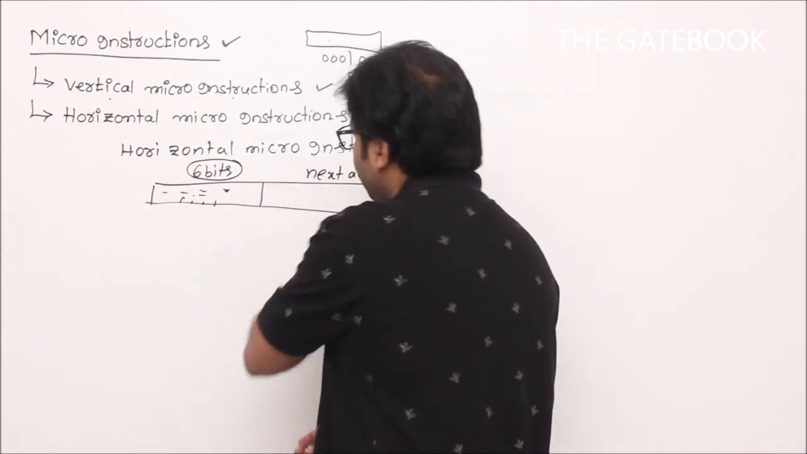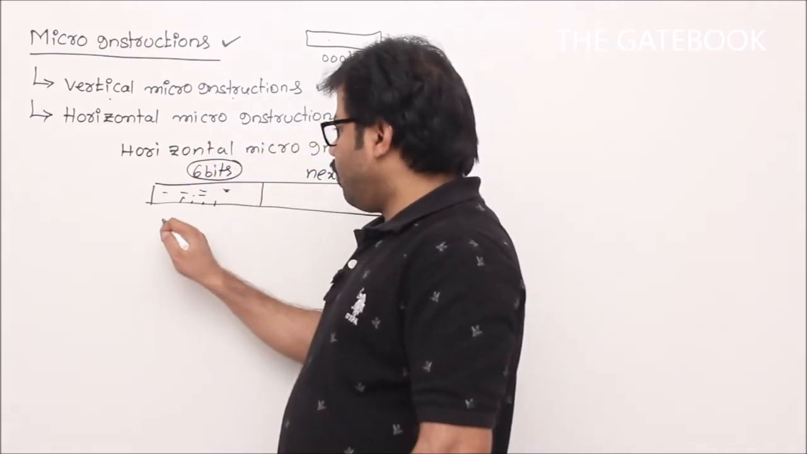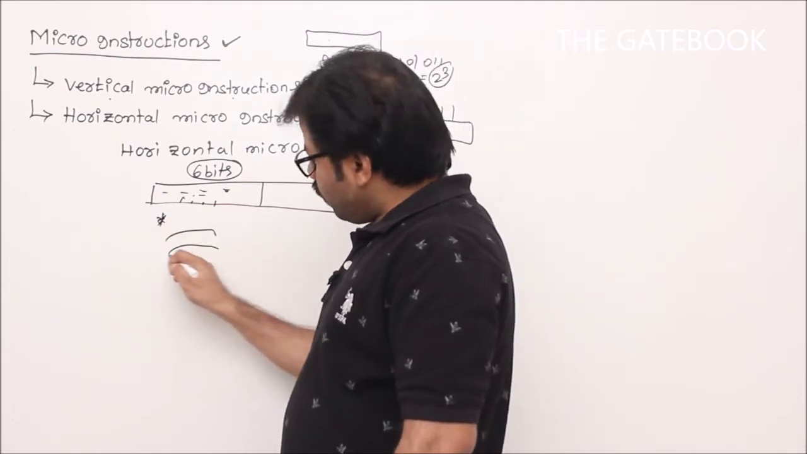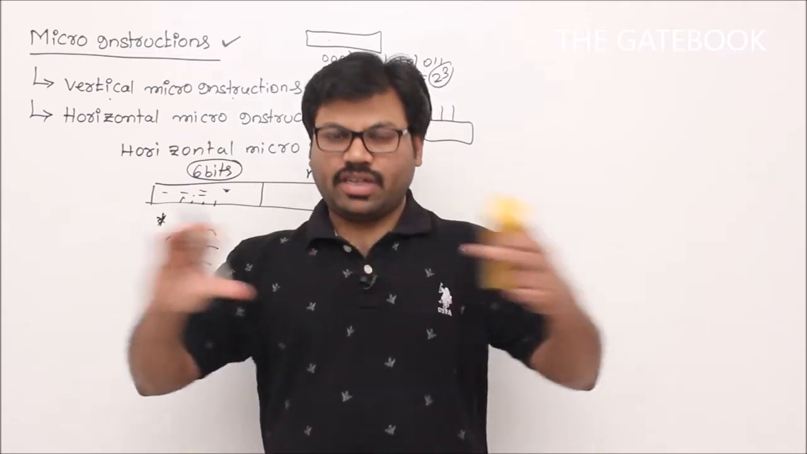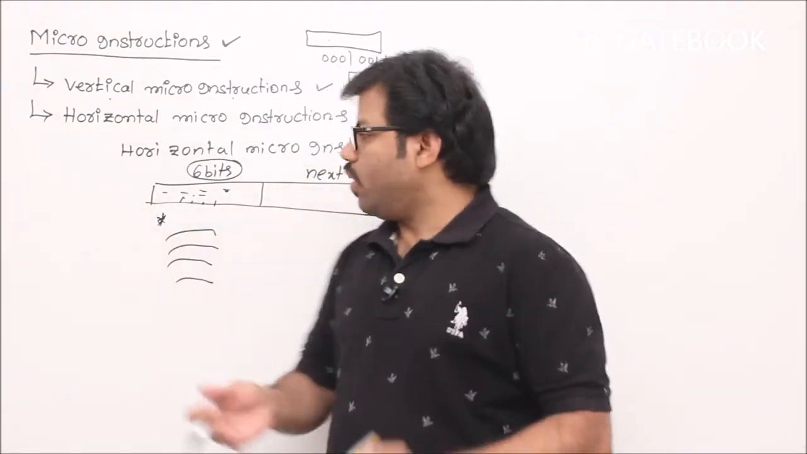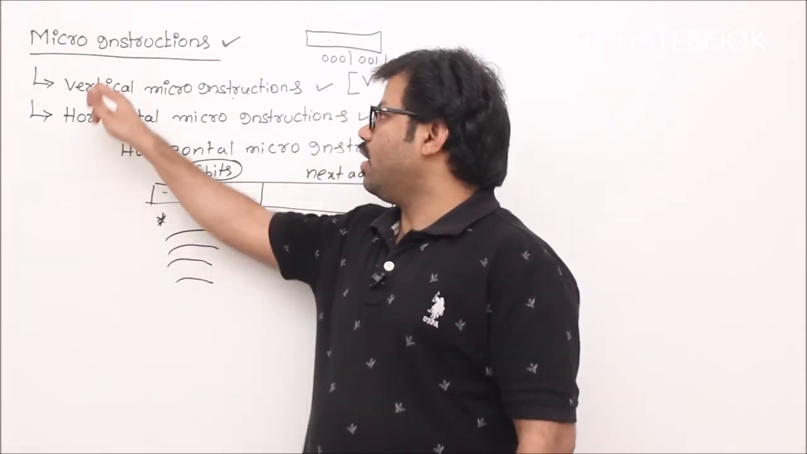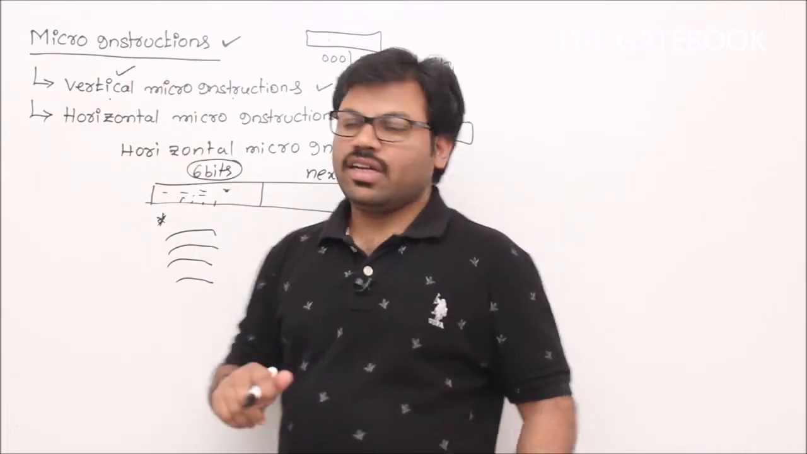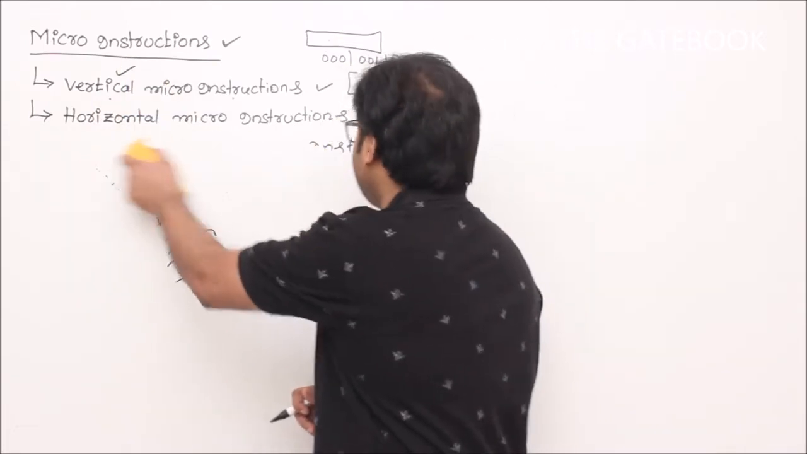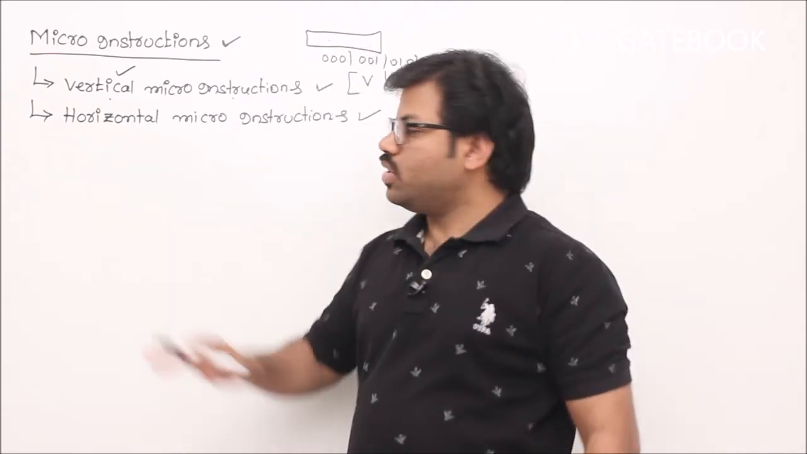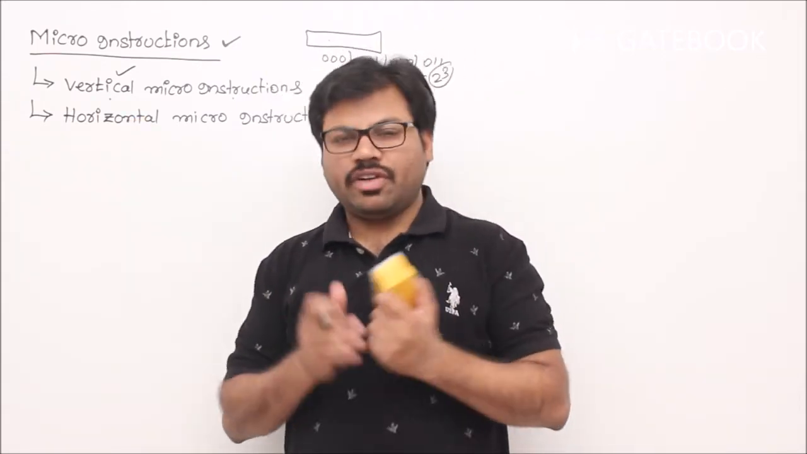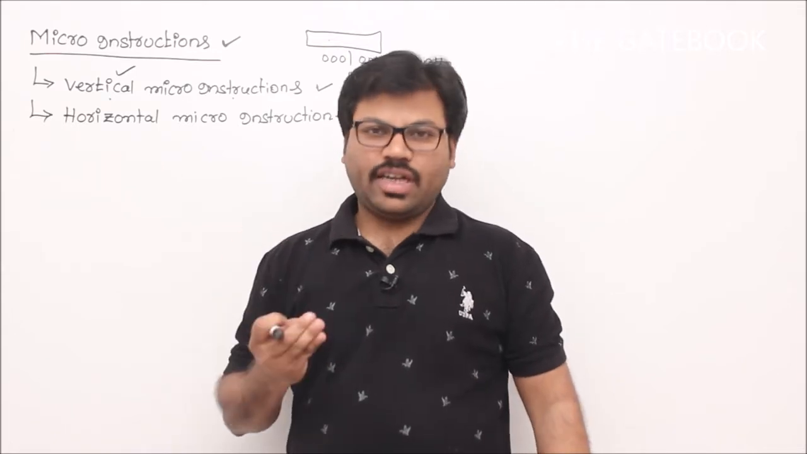That is what I am saying. Here also, though you have a lot of signals, only a few signals are present in the word, then we can go for optimizing by using vertical microinstruction, correct? So this is about horizontal versus vertical. Now, using this point, there are a lot of GATE questions. We will solve them, so by that time you understand everything.